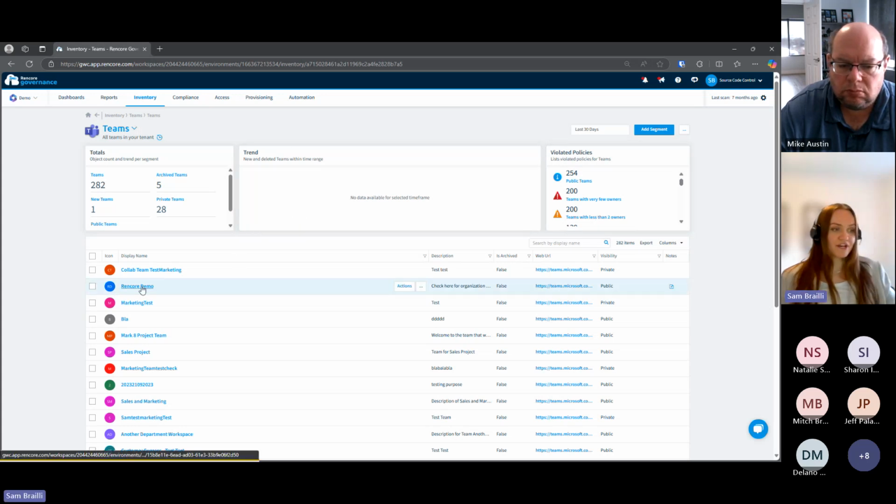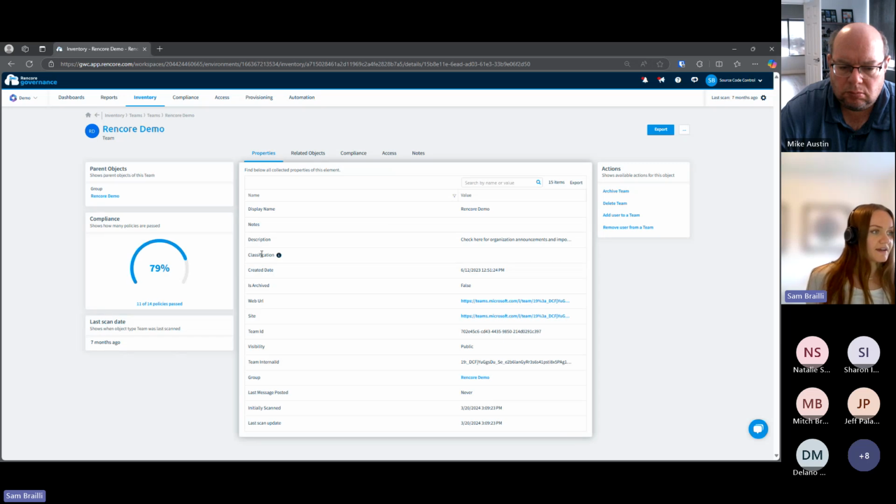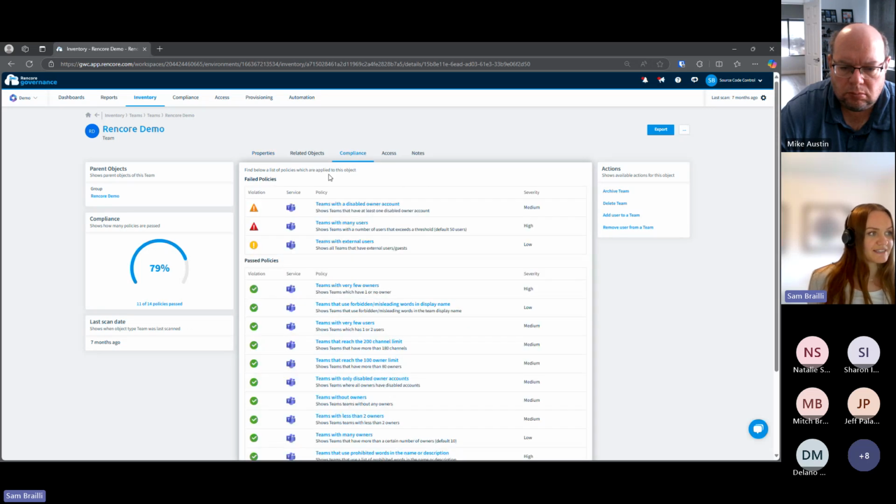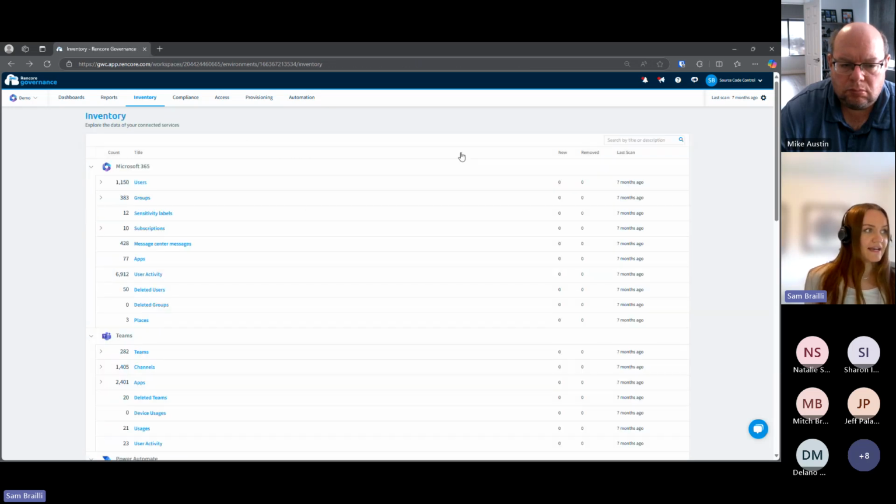Let's say we want to have a look at a specific team. We can click on that team in here. We can understand the different properties. We can see how many policies have been passed. And if we go over into compliance, we can actually then see which of those policies it's not passed. So that's going to give us some corrective action to take moving forwards. And like with all of the other dashboards, if you wanted to, you can come in here and add your own segment if you want to add to the inventory.